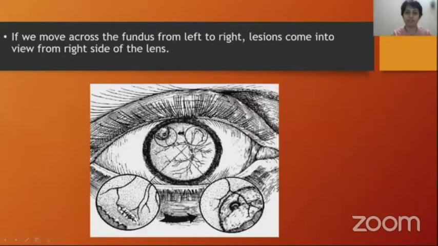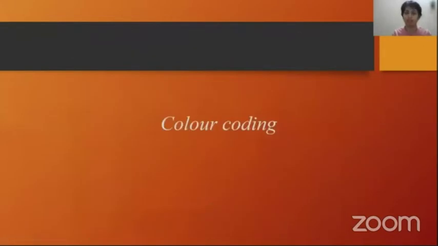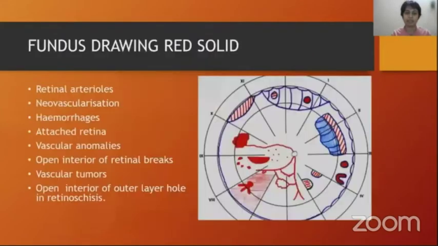and complete the fundus charting in all the meridians. So what is the color coding that has to be followed? We'll take it one by one. The red solid line is for retinal arterioles and neovascularizations.